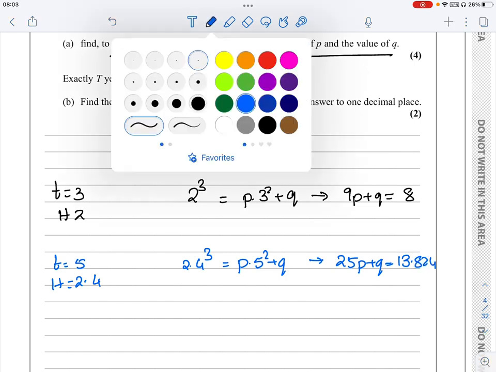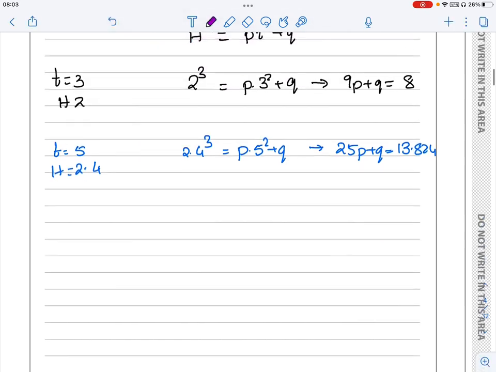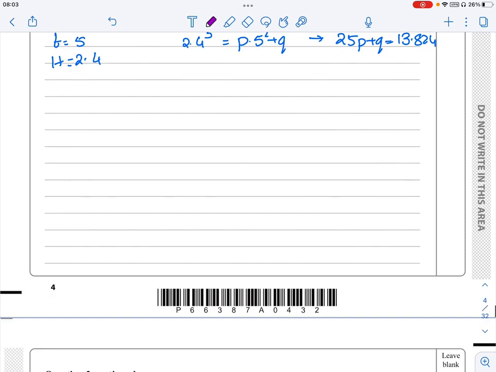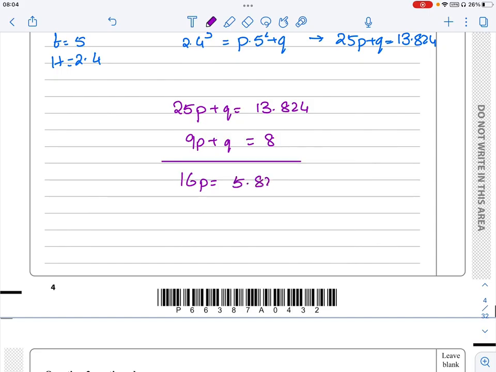Now I have two equations. Now I'll try to solve those two equations. The first equation is 25p plus q equals 13.824 and 9p plus q equals 8. I subtract both, so it becomes 16p equals 5.824. p equals 5.824 divided by 16, which is 0.364.